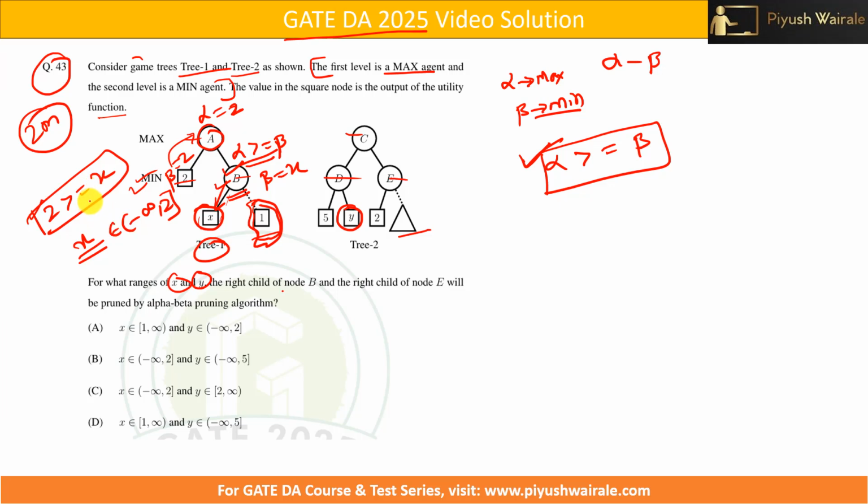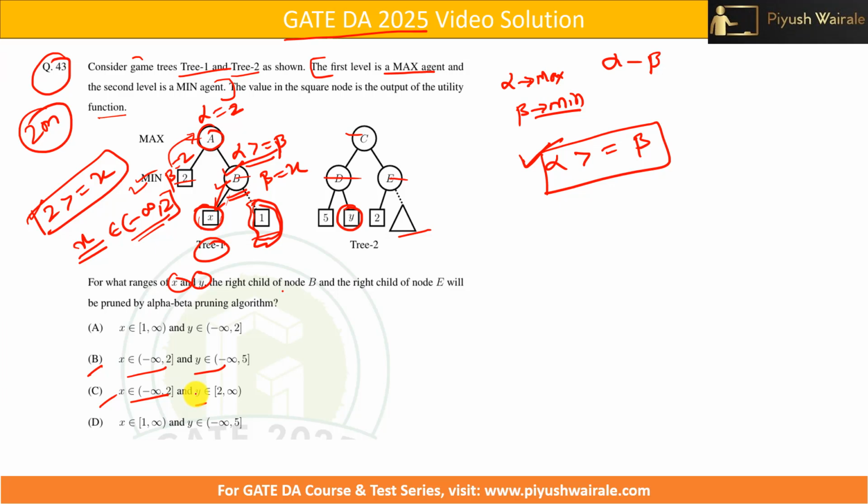It means the value of x less than or equal to 2 means the range of that particular x is what? Minus infinity to 2, right? If you see options A, B, C, D, only B and C are the ones in which we have that particular range, right? But now it depends on the value of y.